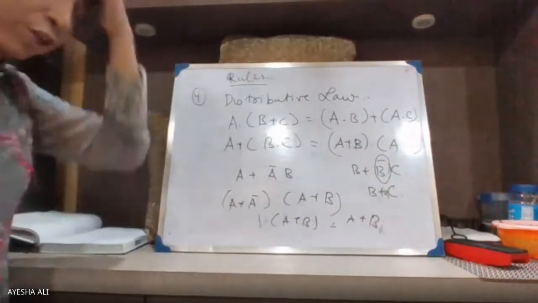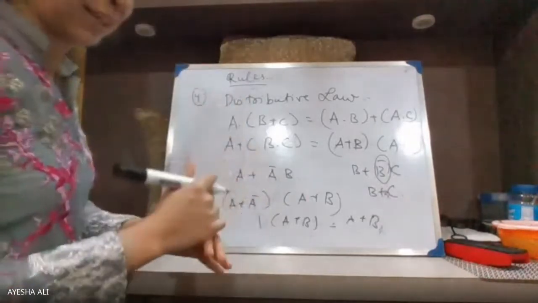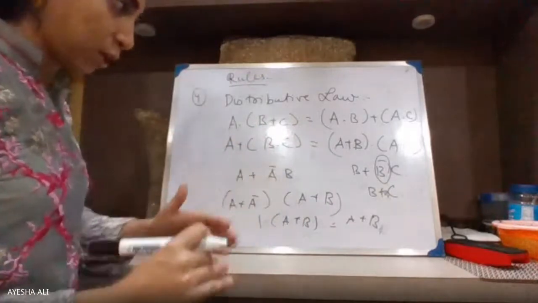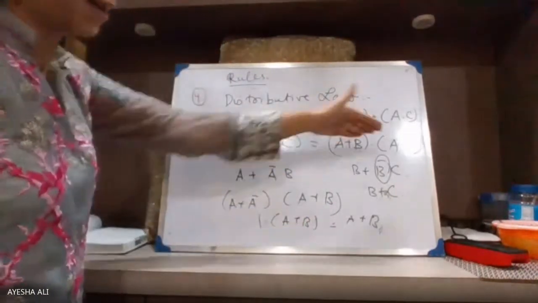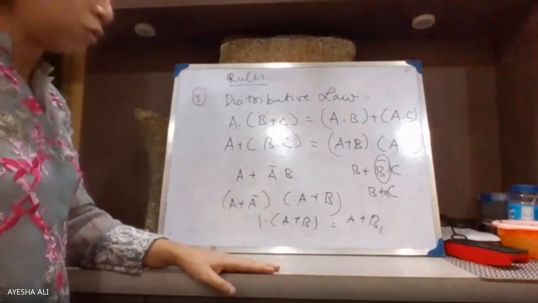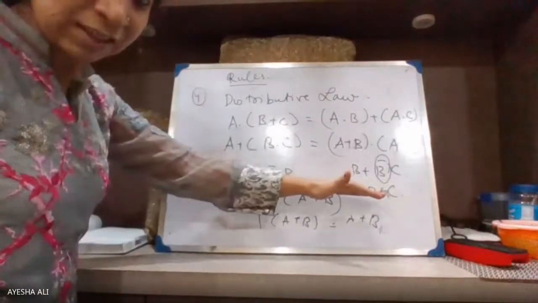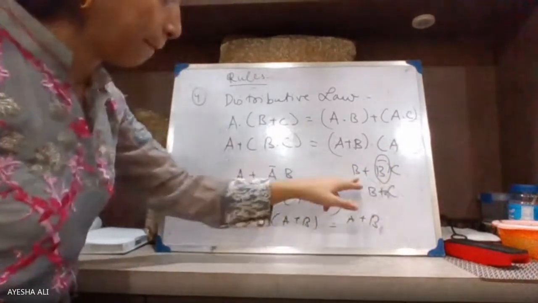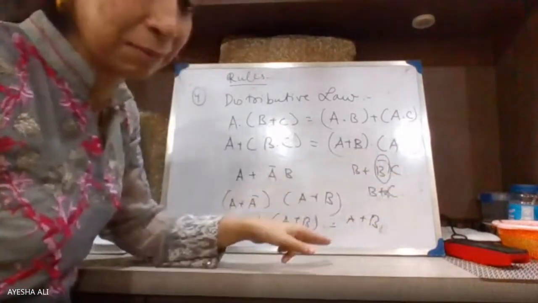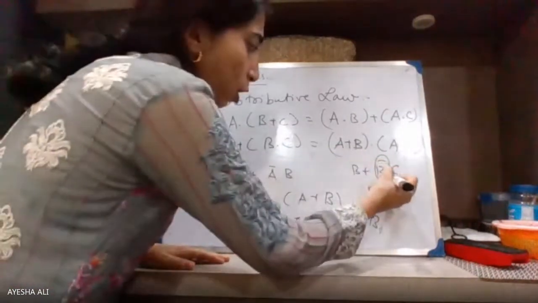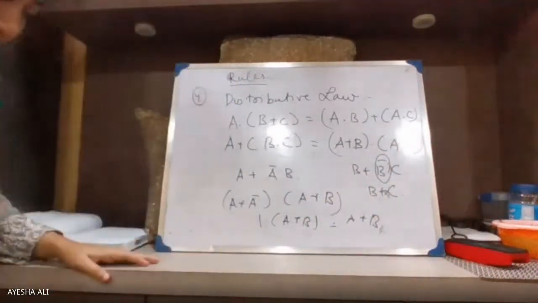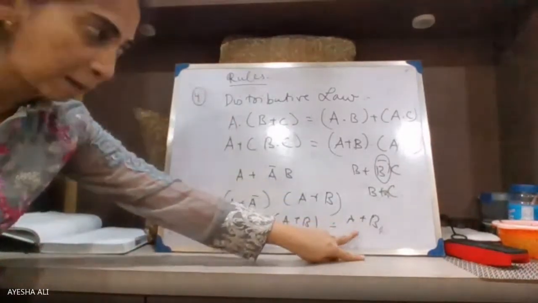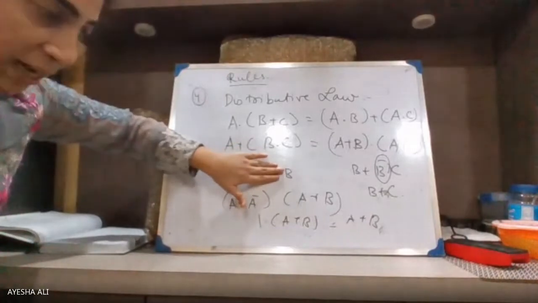Whenever you are asked to minimize an expression, each step make sure you write what law you are using. Suppose in a logical expression you have B plus B complement C, how will you minimize it? You will write, using distributive law, B plus B complement C is minimized to B plus C. B complement gets eradicated. A plus A complement B, what did I get as the final minimized output? A plus B. This A complement was eliminated.